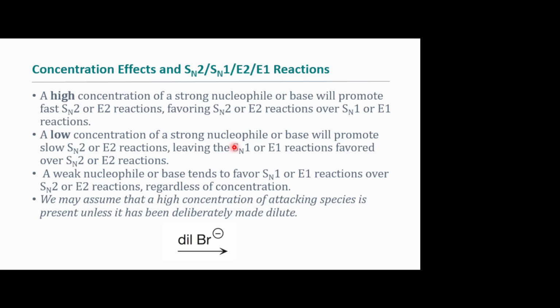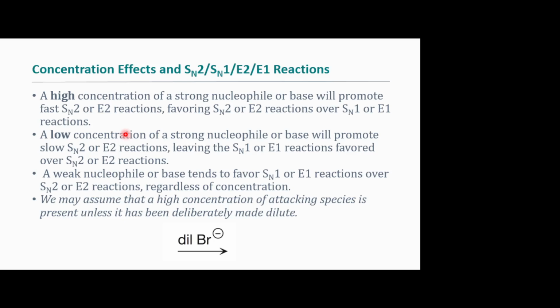Now, a high concentration of a strong nucleophile or base will promote a fast SN2 or E2 reaction. This is going to favor your SN2 or E2 reactions over your SN1 or E1 reactions. If we have low concentrations, on the other hand, what happens to our rates? They go down, don't they? Yeah. So if we have a low concentration of attacker, we can actually flip that to favor the other. So if we keep that concentration really low, we can start getting it favoring the SN1 or E1 reactions.